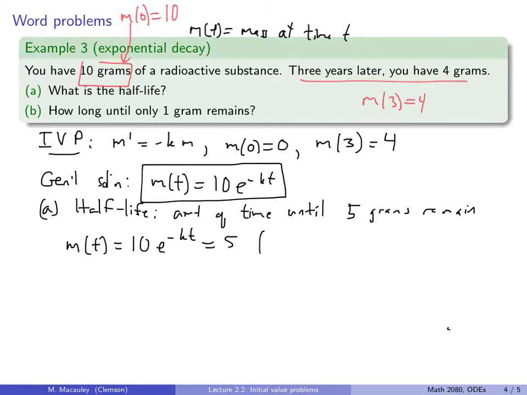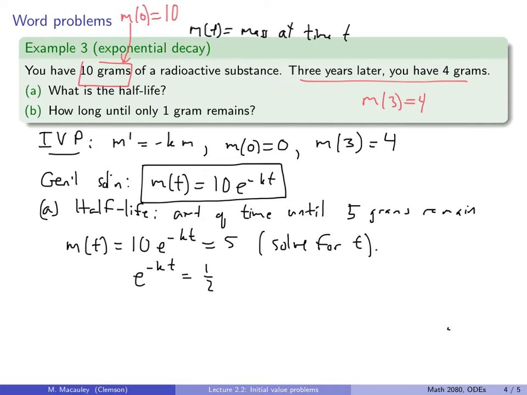So solve for t. If we do that, we have e to the minus kt equals 5 over 10, or 1/2. Notice that it doesn't matter how much we start with, whether we start with 10 or a million. The half-life is independent of our initial amount.